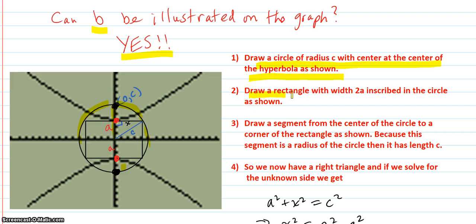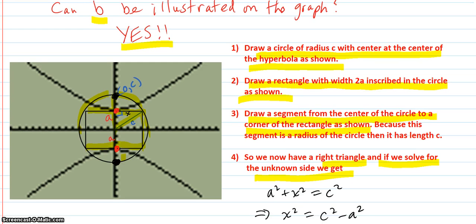Number 2, draw a rectangle with width 2a inscribed in the circle. So you take this 2a here from vertex to vertex, and you extend out a rectangle until it touches the circle. Draw a segment from the center of the circle to a corner of the rectangle as shown. That's from here to there. Okay, so now we have a right triangle. That's the right triangle right in there. And we solve for the unknown side, the little x there.